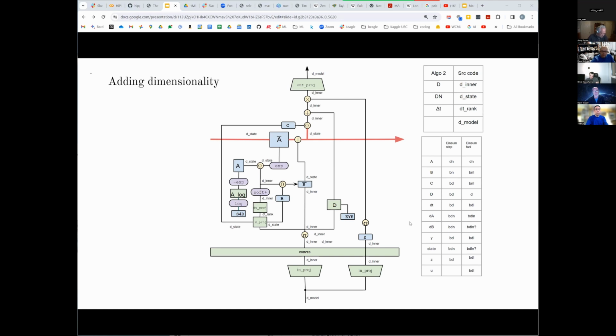But then, of course, in the code, they do things in parallel, right? So they use matrix multiplications and matrix operations to deal with all of those n dimensions associated with the d dimensions all at the same time, right? Yes. So the output of A bar, for example, the red line that you have for state, state is not d state. State is d state by d inner. It's a matrix. It's not a vector.